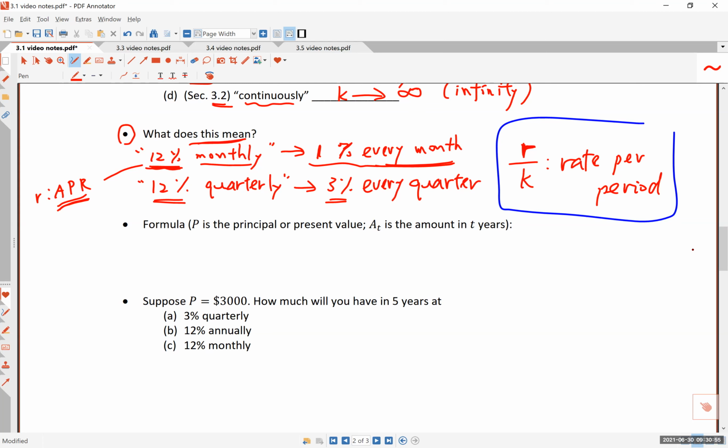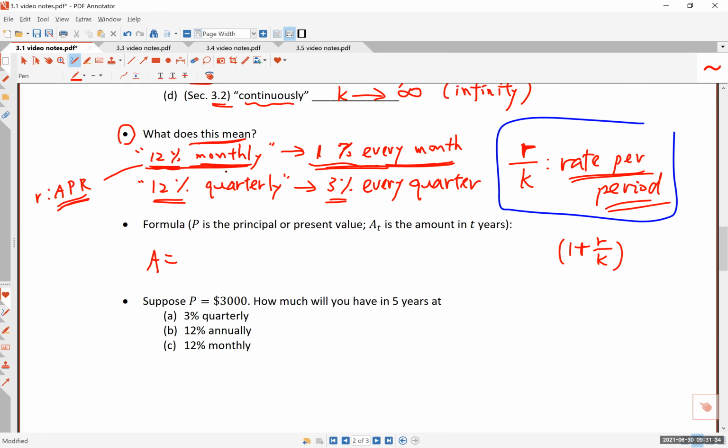Once you have R, this is your interest rate per period. So every time you calculate your interest, you're taking 1 plus this rate, R divided by K. For instance, if it's a 12% monthly, you will be adding 1% every month. So that number is the base of your exponential growth. Right? So 1 plus R over K. So R over K must be calculated first.